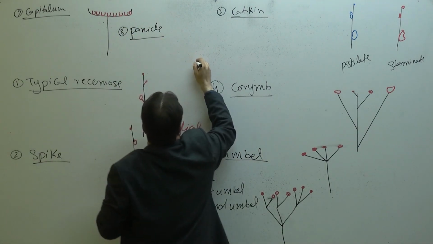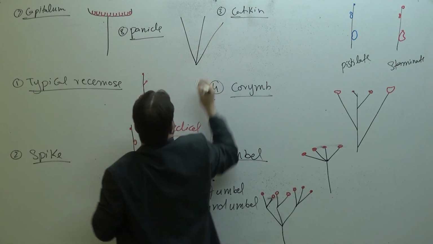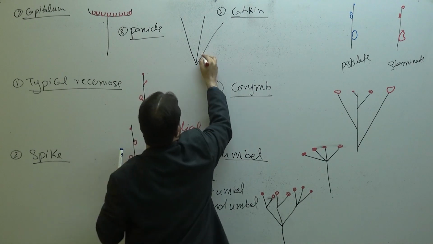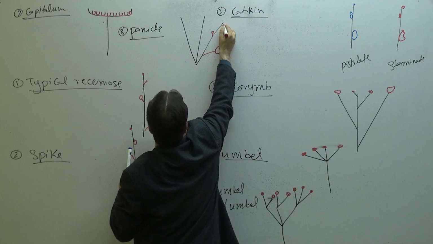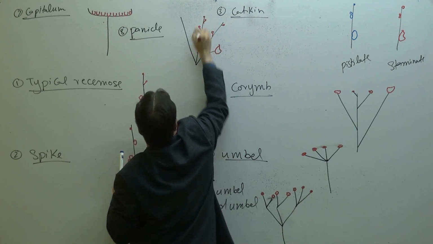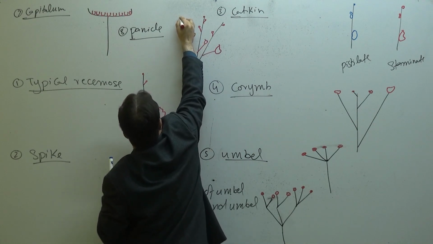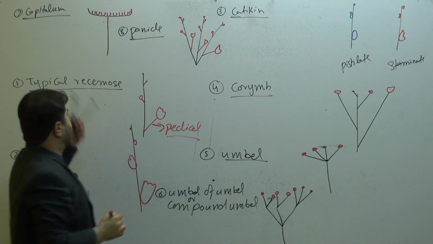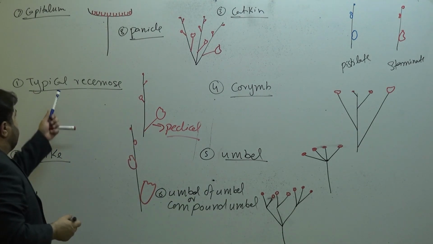In the case of panicle, it is considered to be a group of typical racemose. So these are the various types of inflorescence.